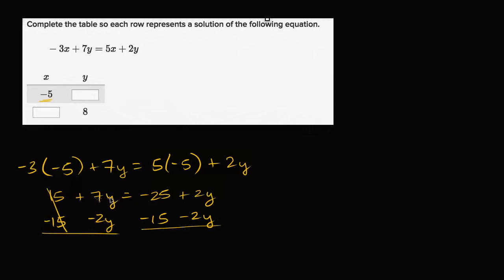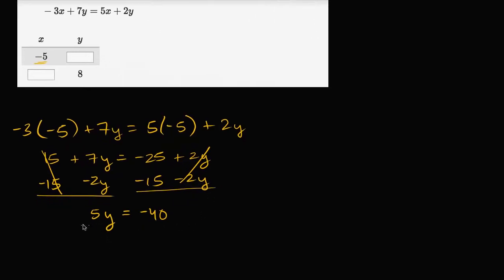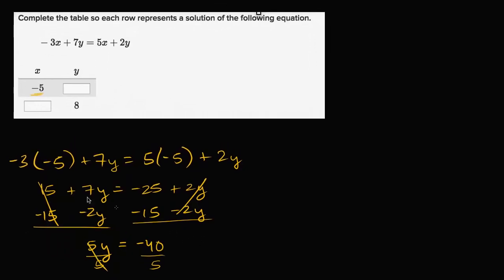7y minus 2y, 7 of something minus 2 of that same something is going to be 5 of that something. It's going to be equal to 5y is equal to -25 minus 15. Well, that's going to be -40. And then 2y minus 2y, well, that's just going to be 0. That was the whole point of subtracting 2y from both sides. So you have 5 times y is equal to -40. Or if we divide both sides by 5, we would get y is equal to -8. So when x is equal to -5, y is equal to -8.